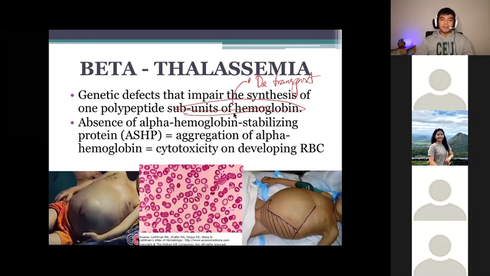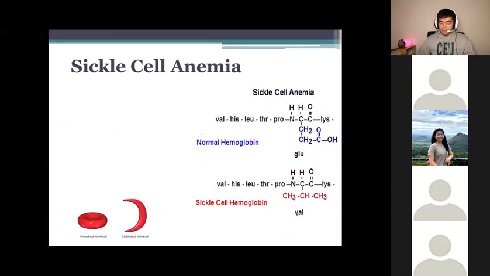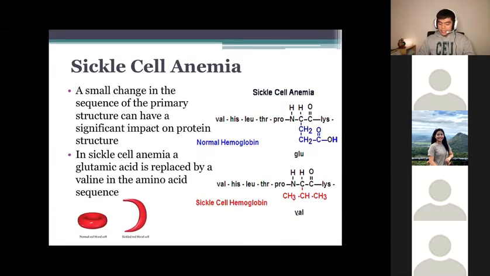And ang problem sa beta thalassemia, since defective ang hemoglobin, may problems sa oxygen transport. So that is because of the presence of ASHP, causing cytotoxicity of developing red blood cells. So that is beta thalassemia. We also have sickle cell anemia.